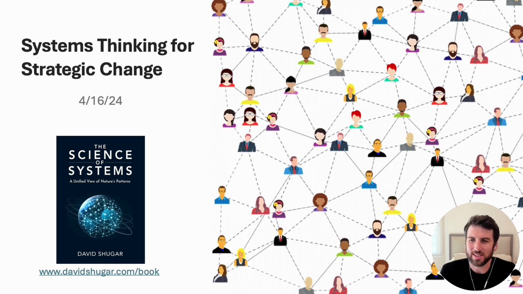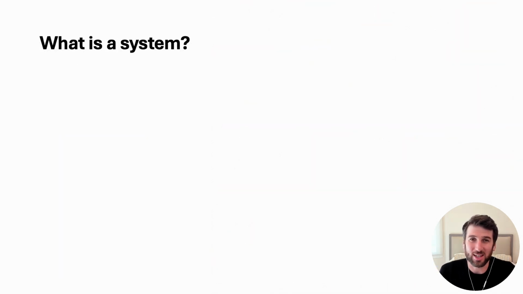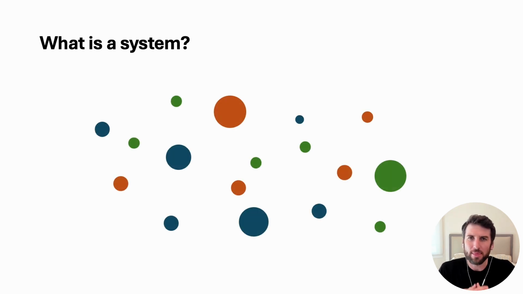So what does this mean, systems thinking for strategic change? Well, it's helpful to start off to say, what is a system? What are we talking about when we're talking about systems thinking? The basic part about a system is that there's different elements. Now, this is represented here with different circles, and these elements can really represent anything. It can represent different atoms, different chemicals, different cells, even different companies or different countries.